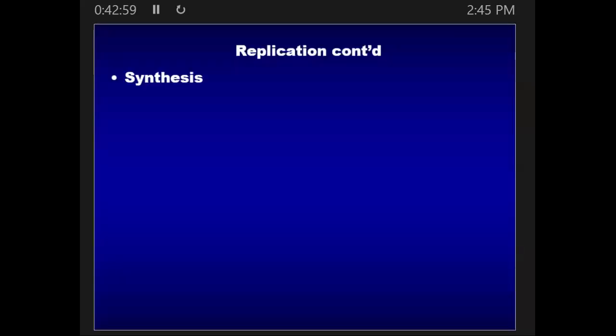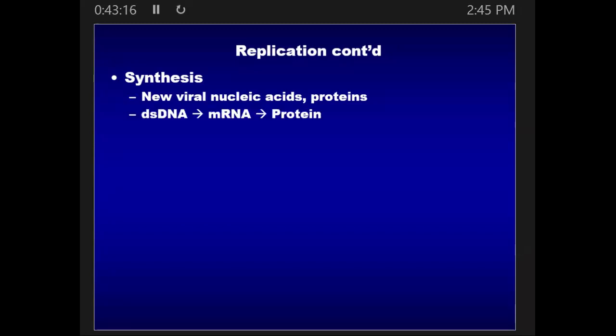Let's go to this. So this is what I was just talking about. If they're in the replication phase, they have to make more viral particles. So they have to make more viral nucleic acids, more viral proteins, any viral enzymes. So if it's a double-stranded DNA virus, it's usually pretty straightforward because the host is that way, right? The thing about us, we're double-stranded DNA. So going from double-stranded DNA to messenger RNA to protein, that's what we do.